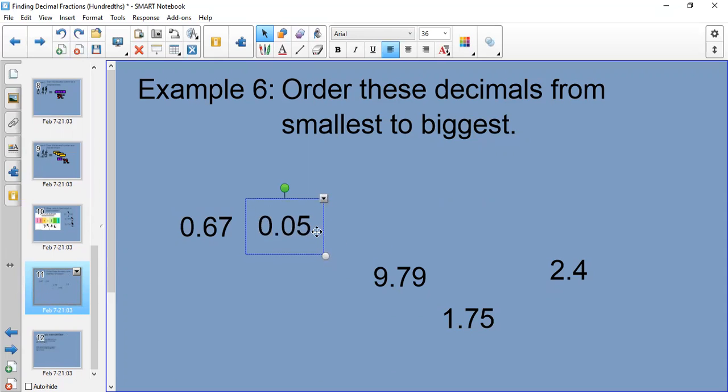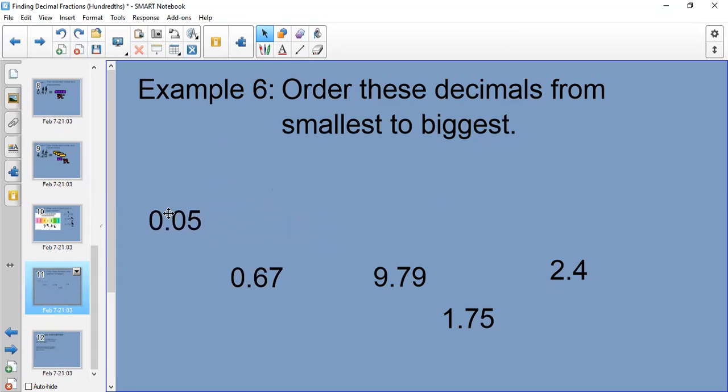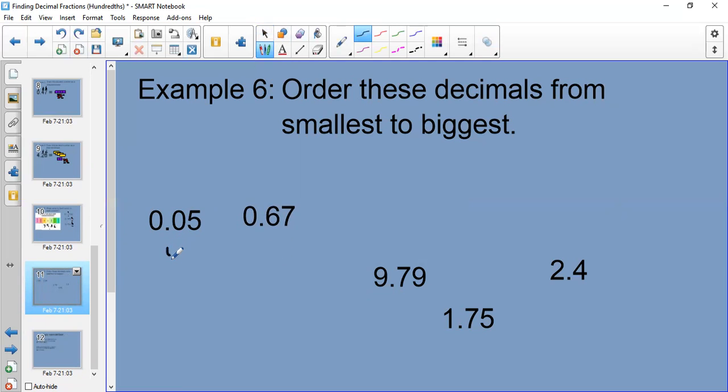Now, which one do we think is smaller? We've got no ones here and no ones here. We've got 6 tenths here, and 0 tenths here. They've got 7 hundredths and 5 hundredths. So because of these two zeros, 0.05, which is the same as 5 over 100, is much smaller. Okay, that's the smallest. If I wrote that as a fraction, it would look like this, 5 over 100. 0.67 as a fraction would look like this, 67 over 100.